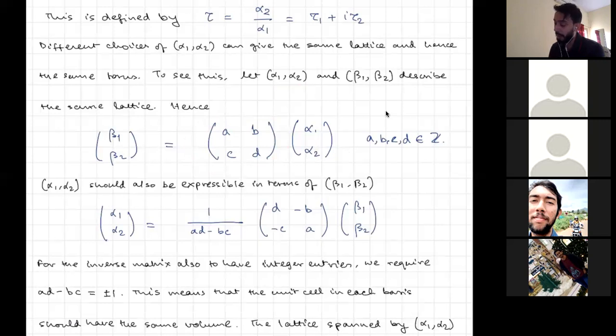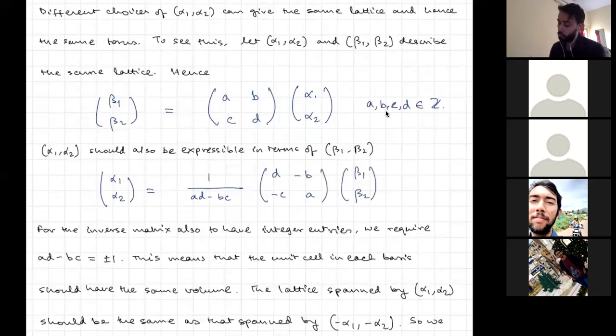And in the same way, alpha 1, alpha 2 should also be expressible in terms of beta 1, beta 2. If we do this, then we find that this is just the inverse of this guy. If we require that the inverse matrix also has integer entries, then what we see is that AD minus BC has to be plus or minus 1. This means that every unit cell is going to have the same volume at the end of the day.